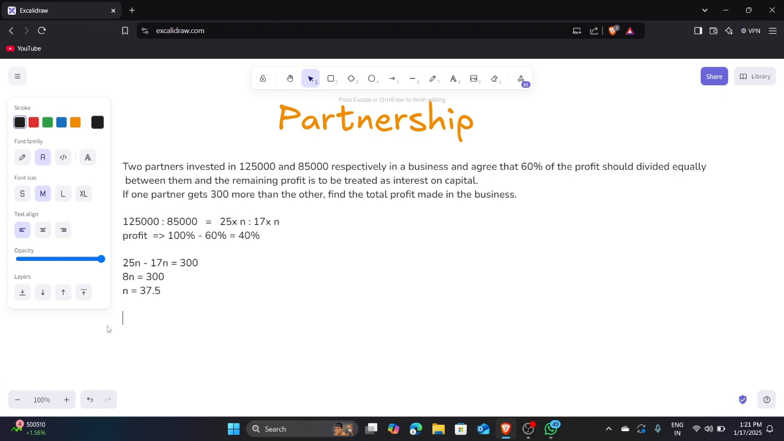Okay, I'm using a calculator so that it is a little bit fast. So, 25 multiplied by 37.5. Oh sorry, they need the total profit, so we just try to find the total profit. If I add their ratios, then it's easy for me to get there.